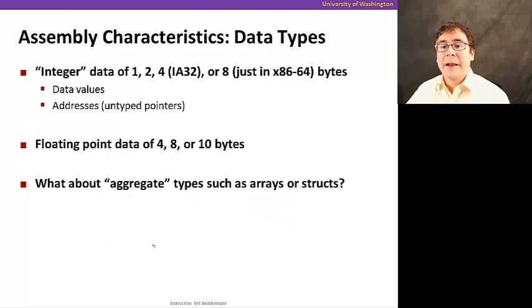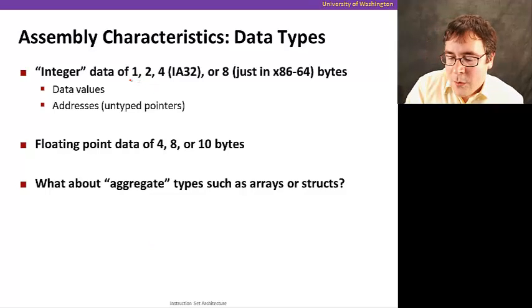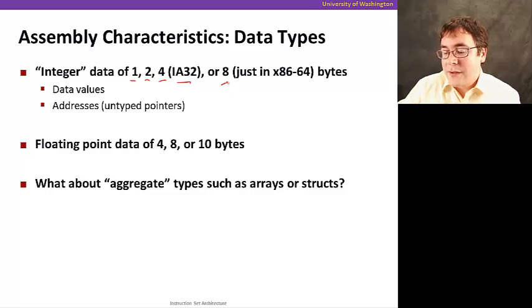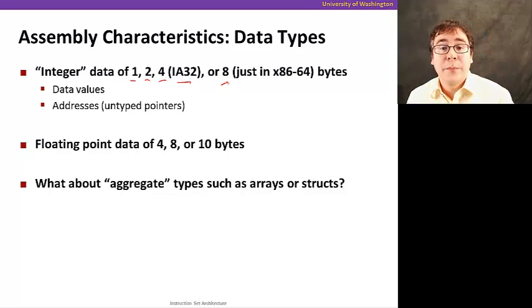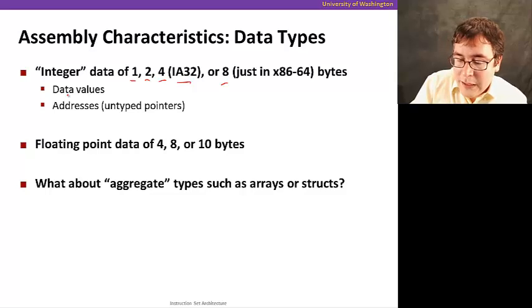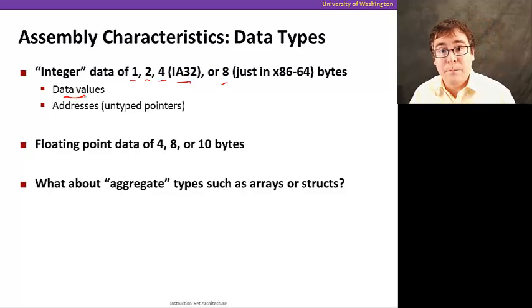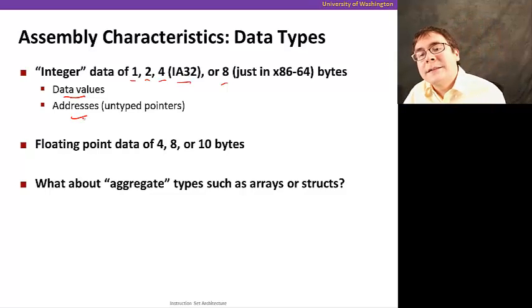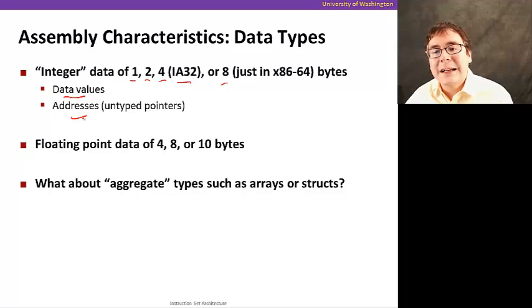With that in mind, now that we know the basic types of instructions, let's look at the basic data types in assembly. You essentially have units of data that are 1, 2, or 4 bytes in the case of IA32, or also 8 bytes in the 64-bit ISA case. Integer data holds both program data in the form of integers, as well as addresses. And note that data in assembly is essentially untyped.